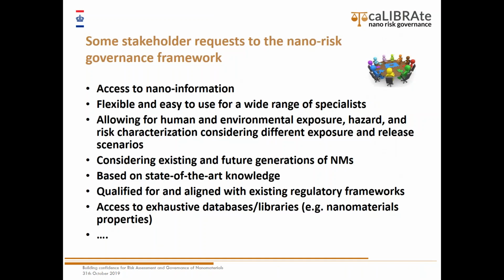Some stakeholder requests to the nanorisk governance framework were that we should provide access to nano information. It should be flexible and easy to use for a wide range of specialists, and it should allow for both human and environmental risk assessment, and be able to cover different exposure routes and release scenarios. We should also be able to consider existing and future generations of nanomaterials. We should bring it up to state of the art in knowledge, and it should be qualified for and aligned with the existing regulatory frameworks. And there was also a clear request or hope that we could give access to exhaustive databases or data libraries, for example, on nanomaterial properties or risks or hazards or exposure, etc.